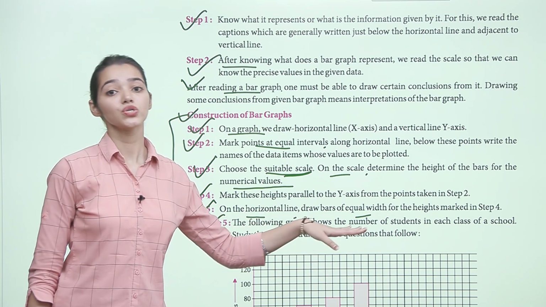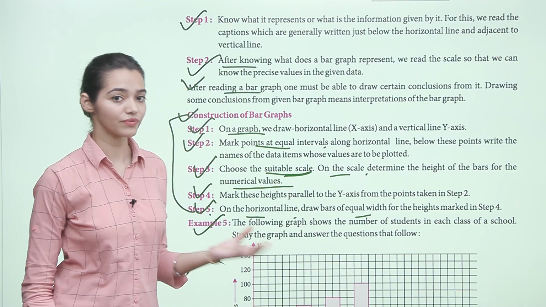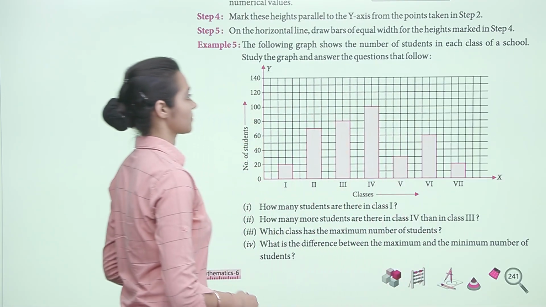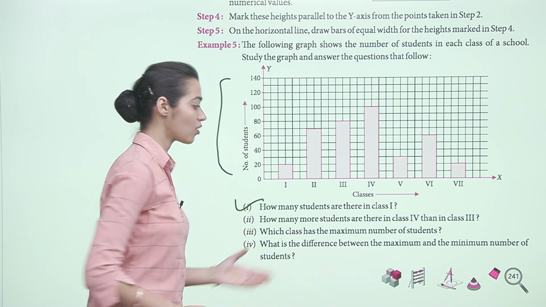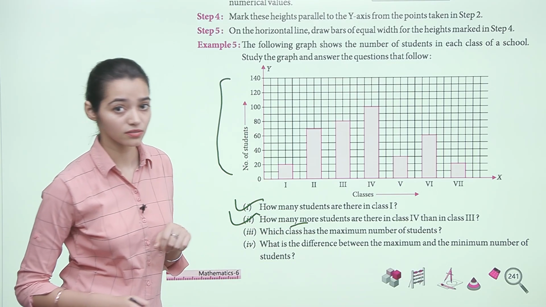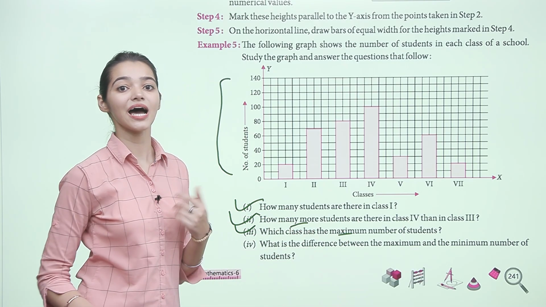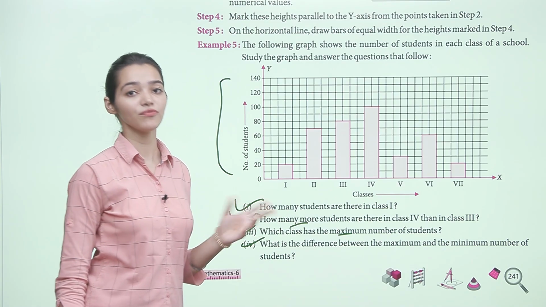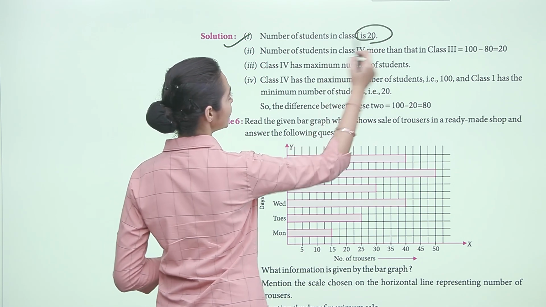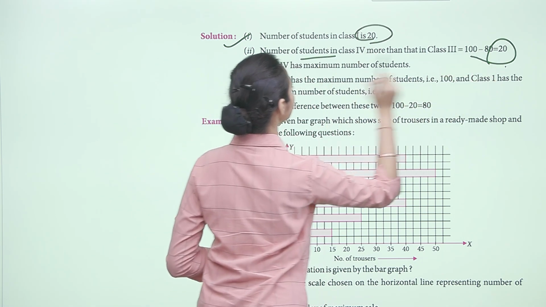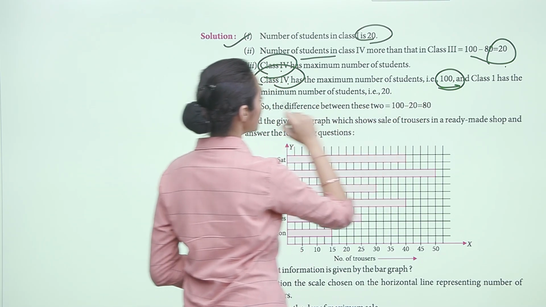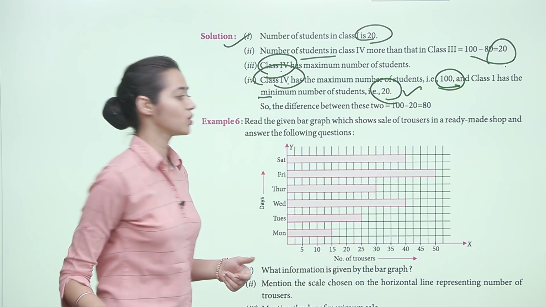Now the following graph shows the number of students in each class of a school, and we have to study the graph and answer the following questions. Now here is the graph. We are asked how many students are there in class 1st, how many students are there in class 4th, then in class 3rd, which class has the maximum number of students, and what is the difference between the maximum and minimum number of students. Now the number of students in class 1 is 20, in 4th, then in class 3rd is 20. Class 4th has the maximum number of students, that is 100, and class 1st has the minimum number of students, that is 20.